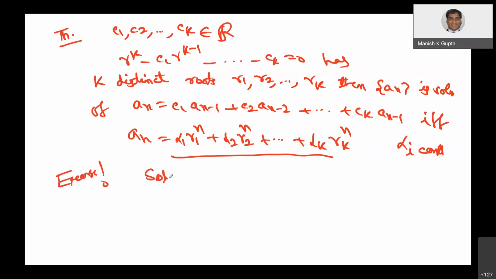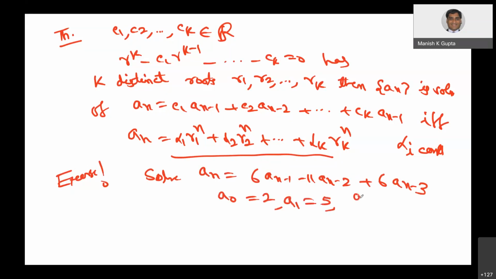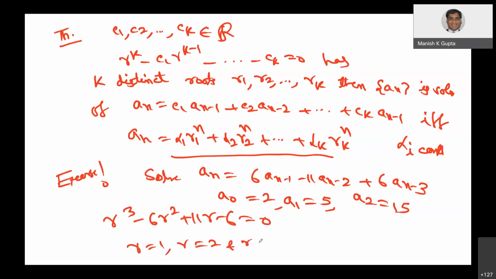So as an exercise, I will give you: solve a_n = 6a_{n-1} - 11a_{n-2} + 6a_{n-3}. Right. So obviously with initial conditions a0 = 2, a1 = 5 and a2 = 15. Equation will be r^3 - 6r^2 + 11r - 6 = 0. Roots are r = 1, r = 2 and r = 3.